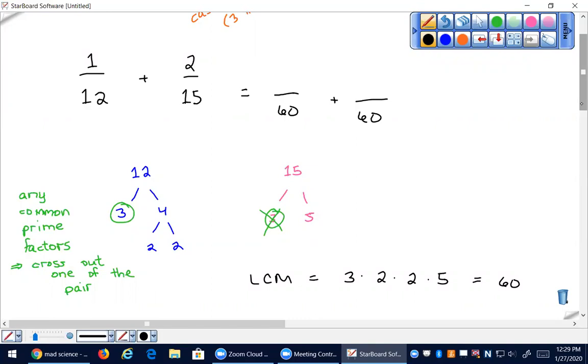Okay, how do we get from 12 to 60? That was a times 5. How do we get from 15 to 60? 2 would be 30. 4, yeah.